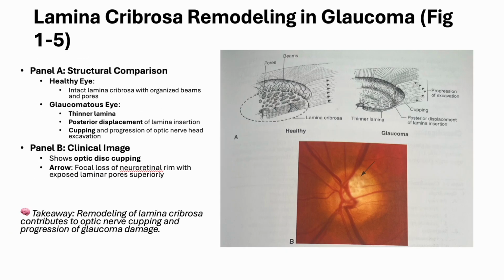Lamina cribrosa remodeling in glaucoma. This slide further emphasizes the process of lamina cribrosa remodeling. In panel A, we compare a healthy eye to a glaucoma-damaged one. In glaucoma, the lamina appears thinner, posteriorly displaced, and the optic cup is enlarged, reflecting progressive excavation. In panel B, a clinical image reveals focal loss of the neuroretinal rim with visible laminar pores in the superior region. The clinical significance here is that remodeling of the lamina cribrosa contributes to the hallmark cupping of the optic nerve and the ongoing progression of glaucomatous damage.